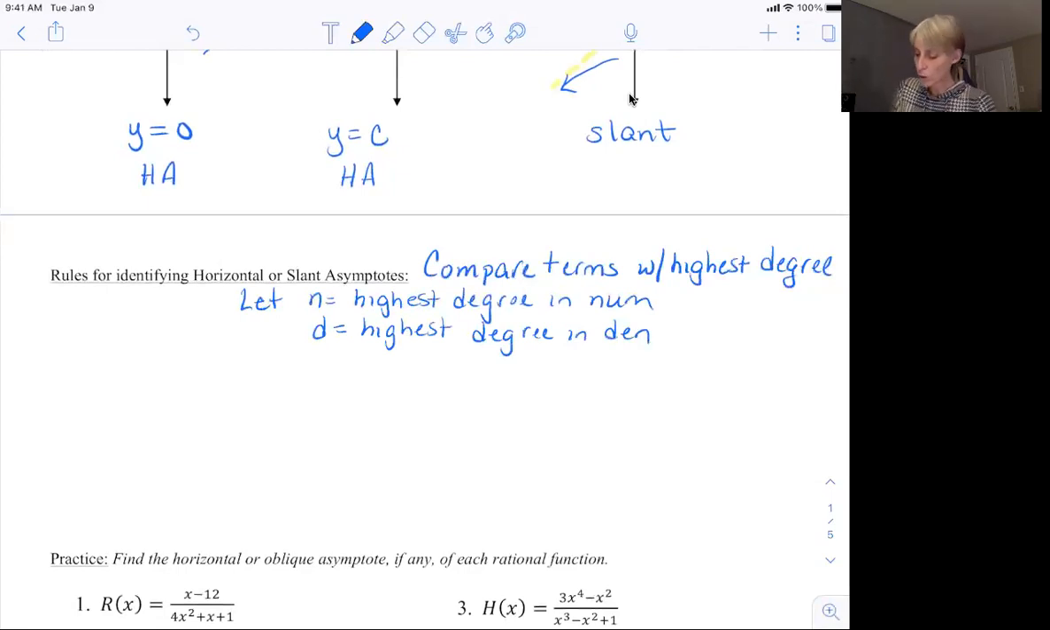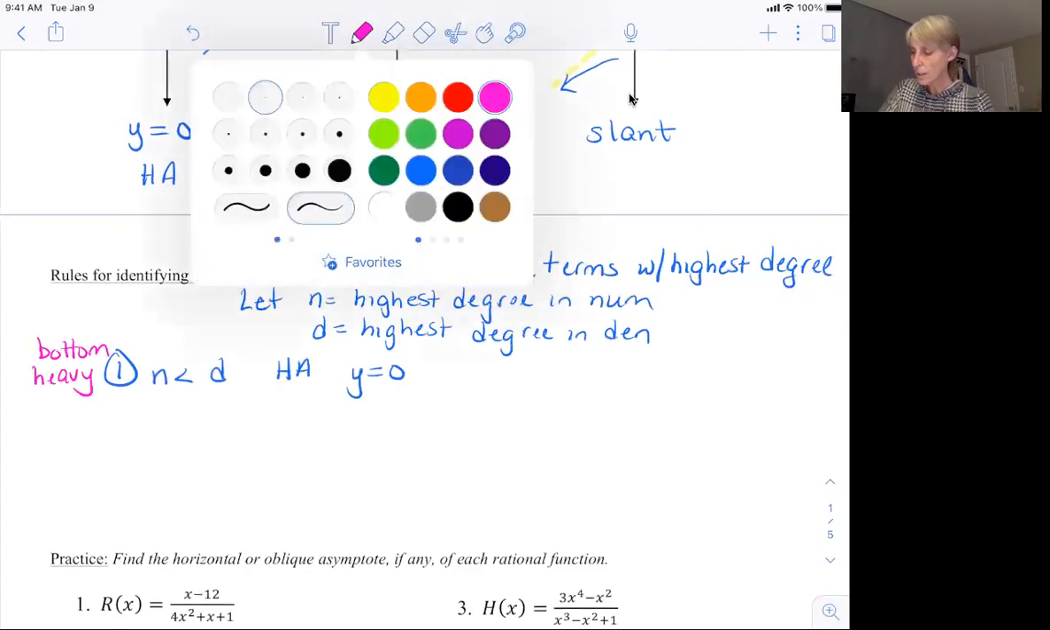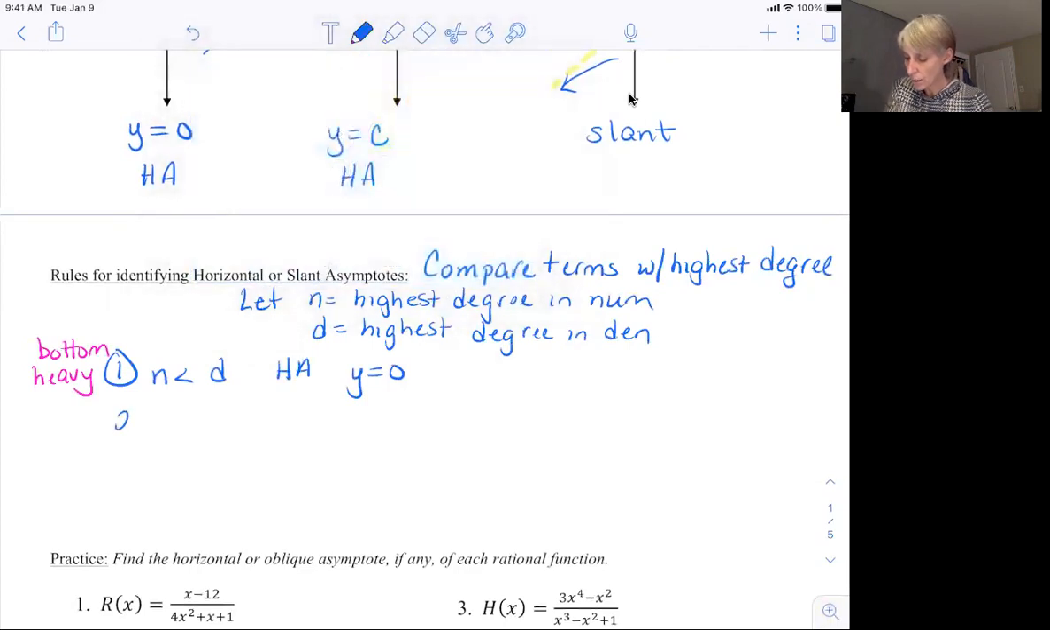And basically the rules are just this. If n is less than d, you have a horizontal asymptote at y equals 0. This means that the denominator has the highest power. I call this bottom heavy. And what happens here is you're dividing by a bigger and bigger number. So eventually your graph is getting smaller and smaller and closer to 0. That's all. It's a very easy thing to understand.